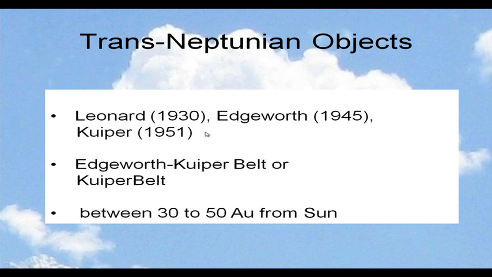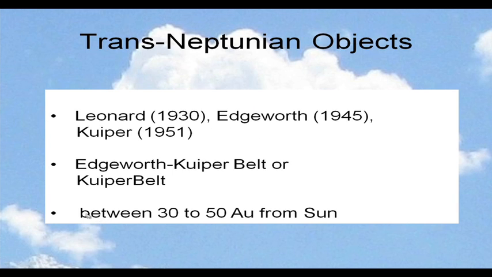Leonard, then in the early 20th century you have Edgeworth, and in the middle 20th century, Kuiper. So, these objects beyond Neptune, trans-Neptunian objects, are jointly referred to as the Edgeworth-Kuiper belt or the Kuiper belt. But at the time of this proposal, there were no known objects beyond Neptune. Well, Pluto was there, and that is all. There were no known asteroids beyond Neptune.